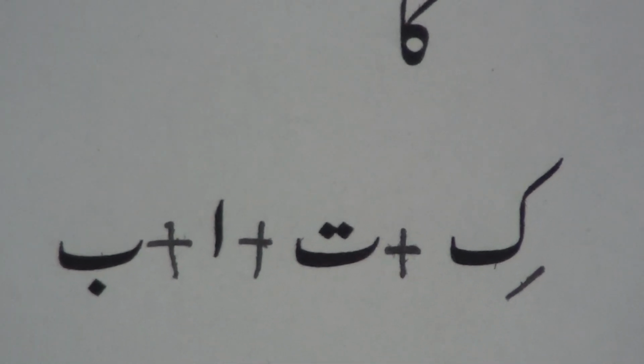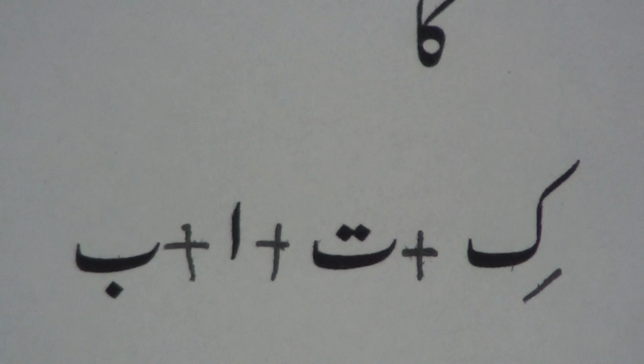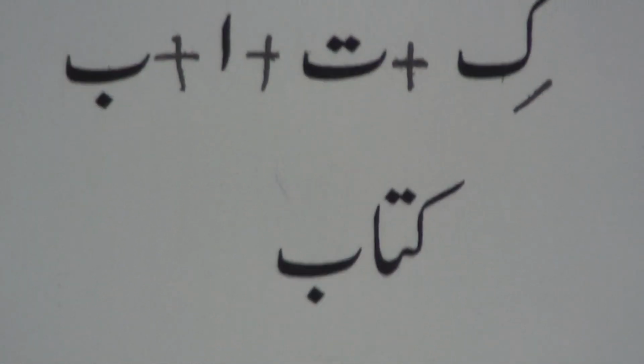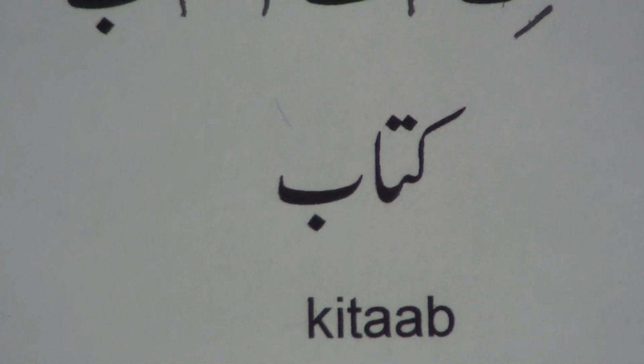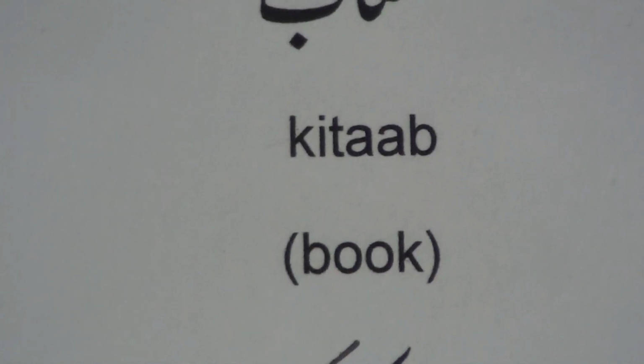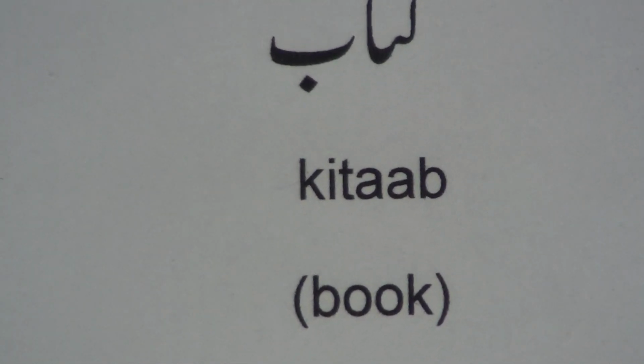Ka means off. Kaf ki, te alif ta, and be. Kitab. Kitab is written like this. Kitab means book.